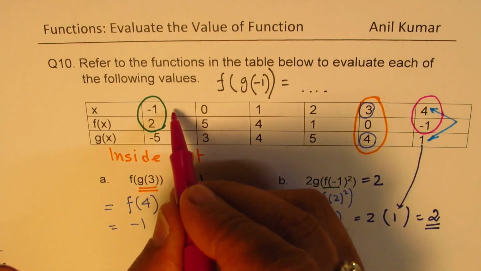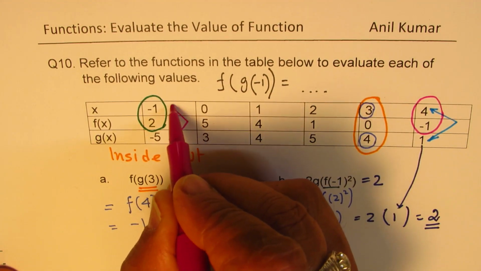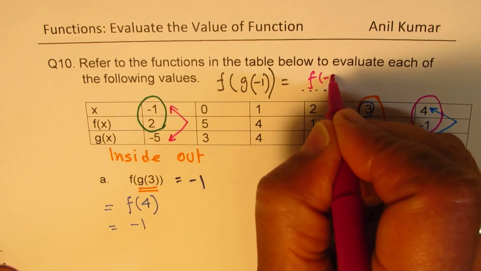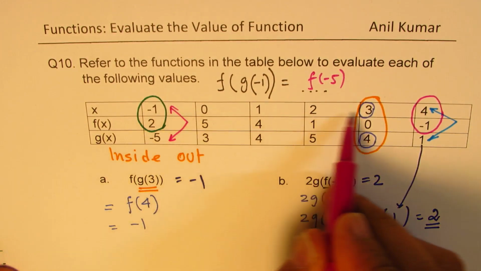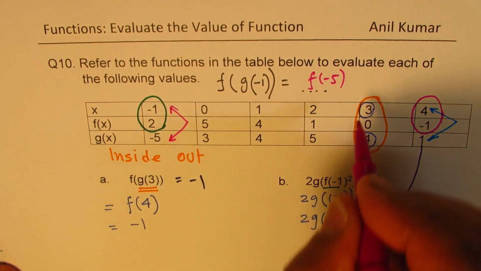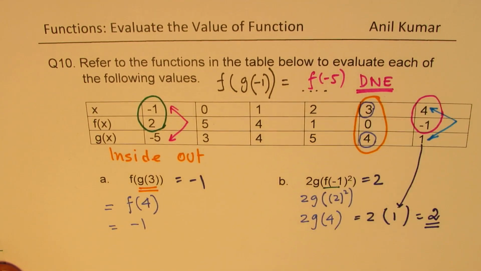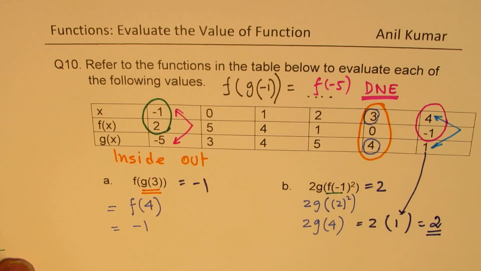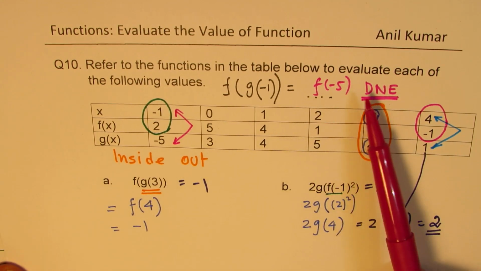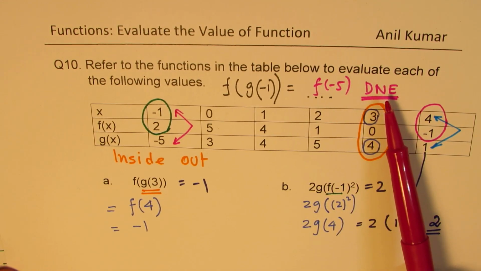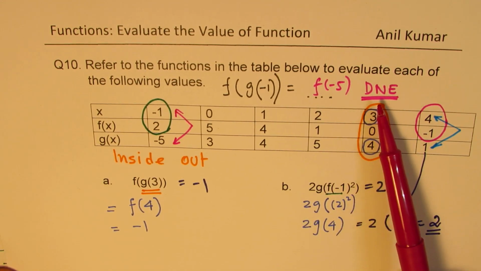g of -1 is -5, correct? So we get f of -5, but we don't have -5 here, right? So that does not exist. Sometimes in functions, you may land up in situations where there may not be a value. So that is very important.